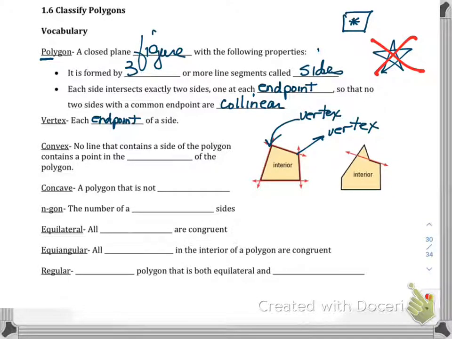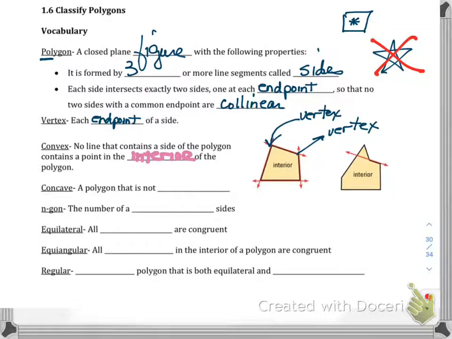Now there are 2 types of polygons. So we'll just change a color here. One type is convex. So a convex polygon, no line that contains a side of the polygon contains a point in the interior. Okay, so you can't have any interior points.